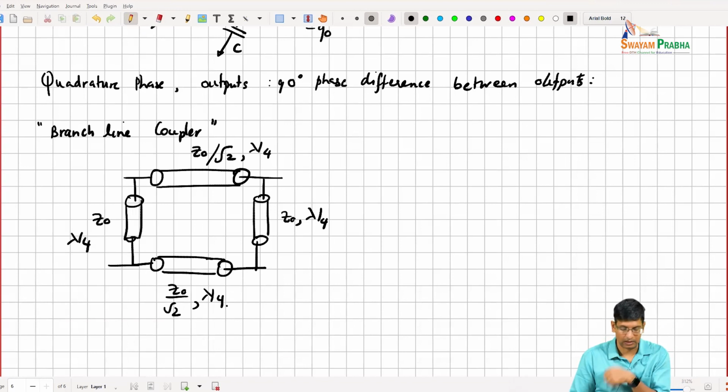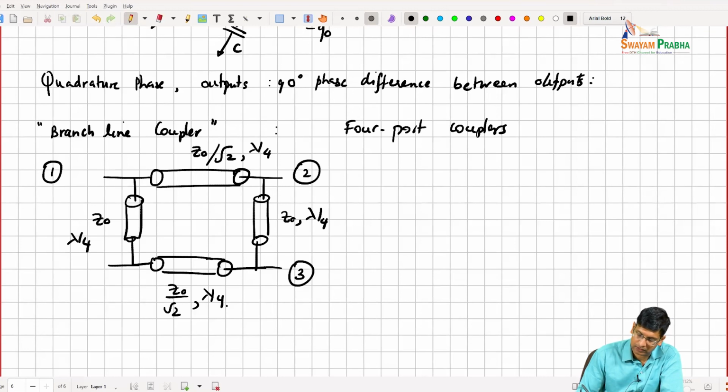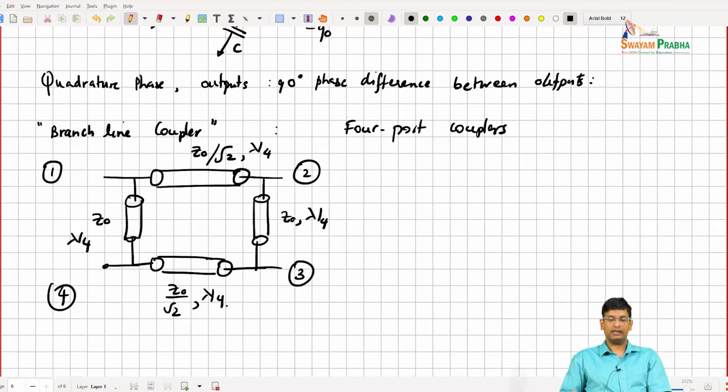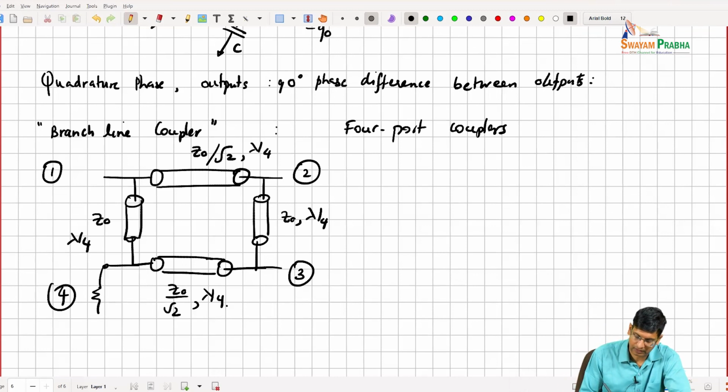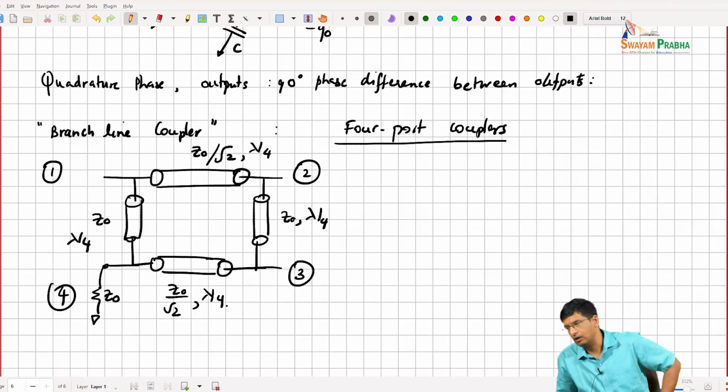So with this particular coupler, right? So we are now looking at what we call 4-port couplers. So port 1, in this case port 2, we'll call this port 3, and this is port 4, right? The interesting thing about this coupler design is that if I terminate this port in Z naught, right, and because you have 4-port couplers, you can have lossless, reciprocal and matched properties, right?